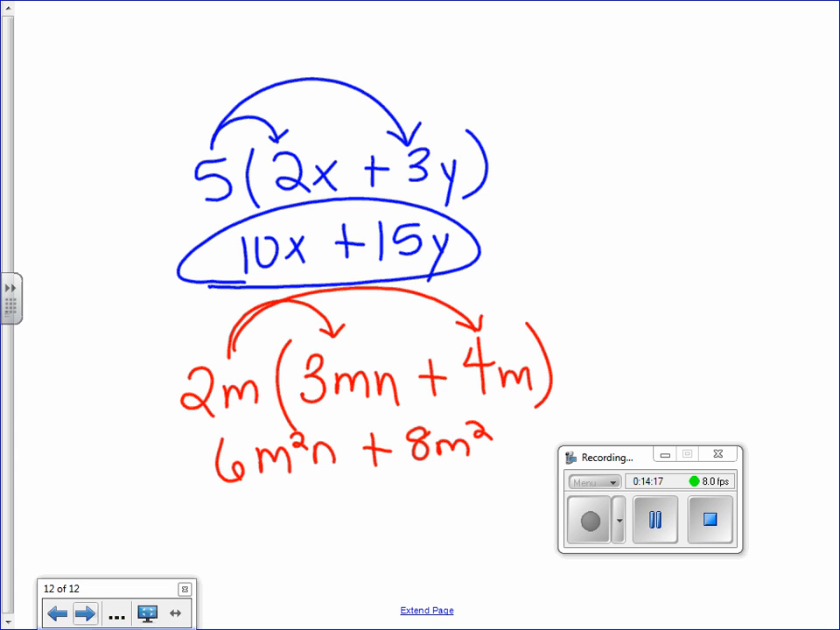Can these two be added up? Right, because of that n right there. We can't do it because of that n. So we're done with this one. There's no like terms. There's no parentheses. Okay. Pretty simple, right?